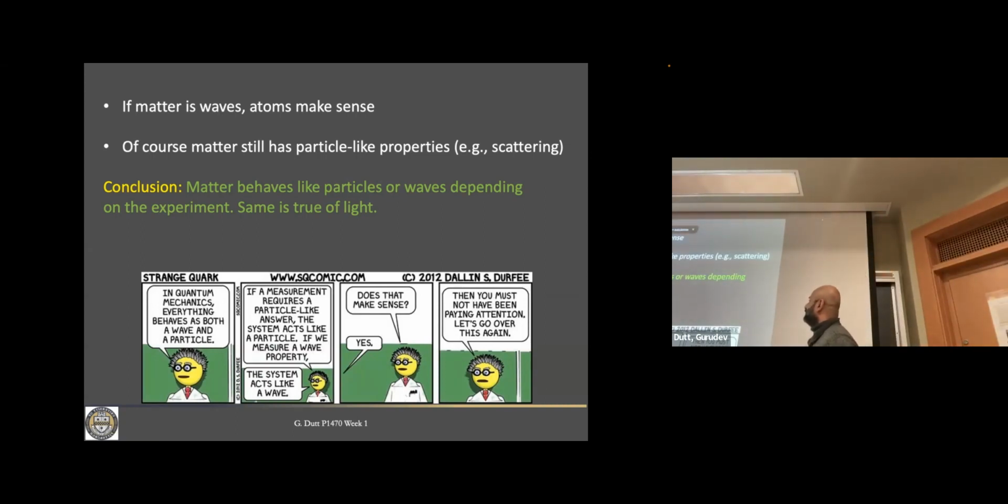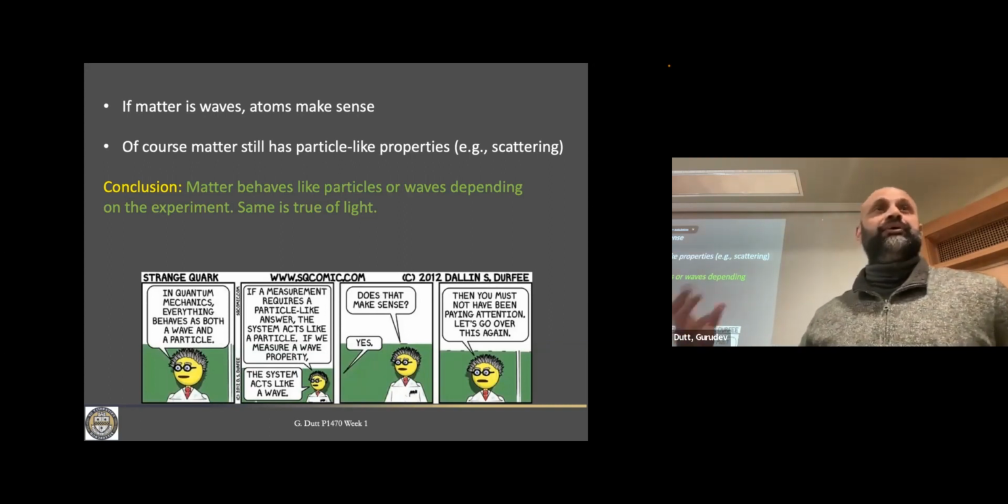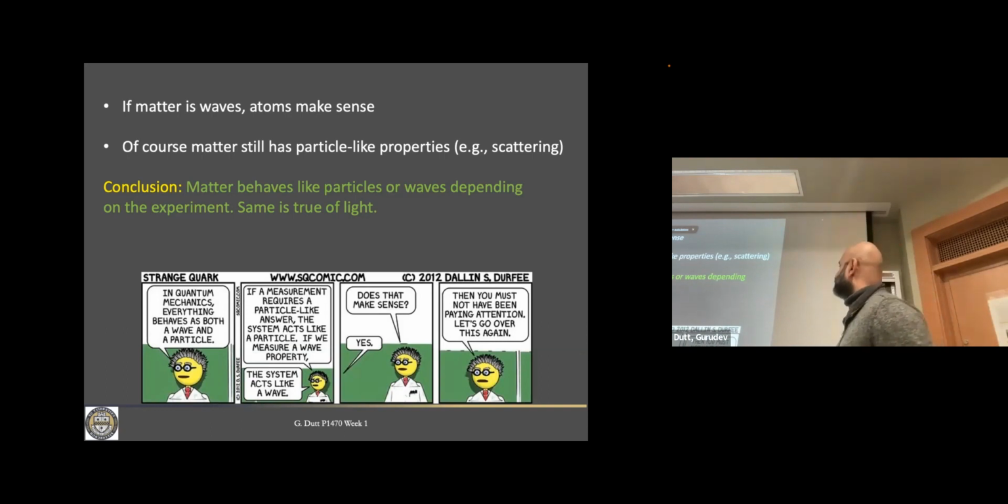So if matter, of course, is waves, then atoms make sense, right? We just saw the de Broglie-Bohr sort of idea. And we also see that matter has particle properties. That's how Thomson, Rutherford, all those people discovered what the atom was made of. And again, we are back to the same conclusion, right? Matter behaves like waves or particles, depending on what observation or measurement we make on it.